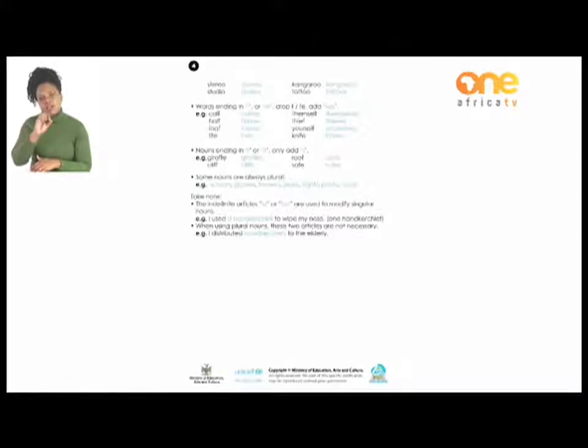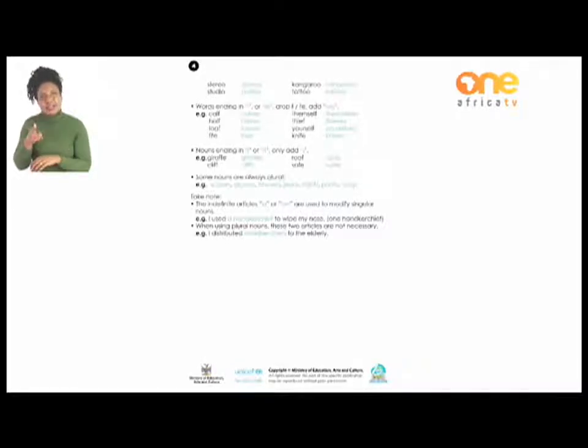Then we have some nouns that are always plural. For example, scissors, glasses, trousers, jeans, tights, pants, tongs. They are always in the plural.